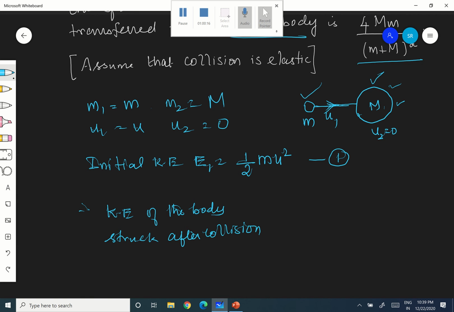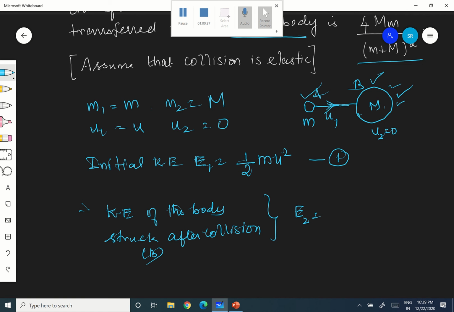Second body struck means what is this body? What is that? Because partially it is imparted to it. On colliding with it, some of the kinetic energy is transferred to B. This is A and this is B. So the struck body means body B. Therefore, that is E2.